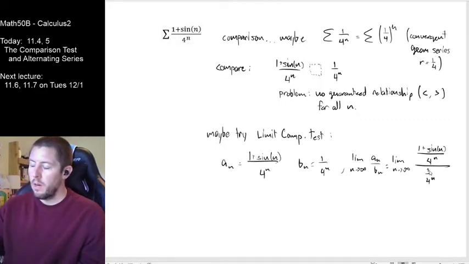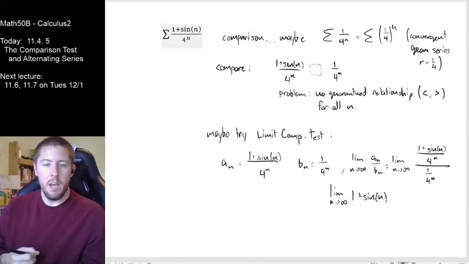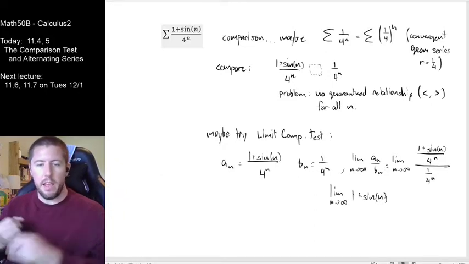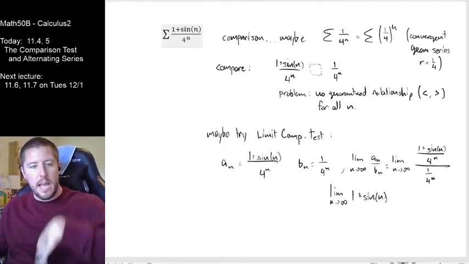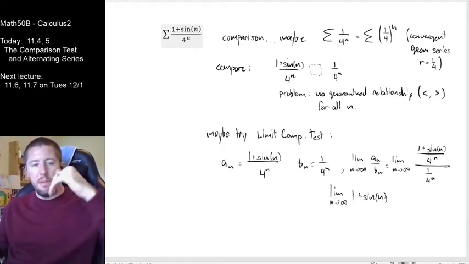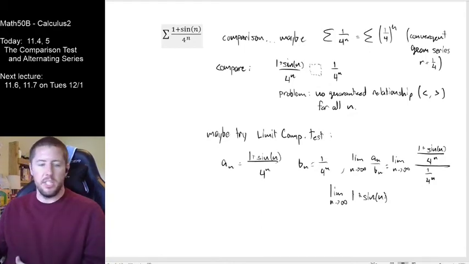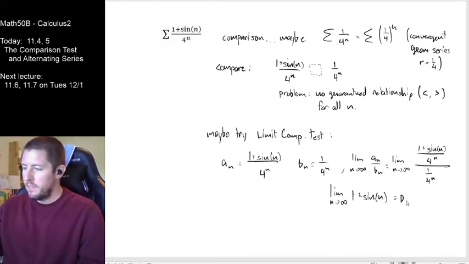So just like we saw before, the 4 to the n's are going to cancel. And now we're left asking the question, what is the limit as n goes to infinity of 1 plus sine of n? What we know is that this is an oscillating expression right here, 1 plus sine n. This never settles down to one value. This just keeps on wobbling between 0 and 2 all the time, right? 1 plus sine has just been shifted up by 1. So instead of being between -1 and 1, it's between 0 and 2, and it just oscillates forever. This is DNE by oscillating.